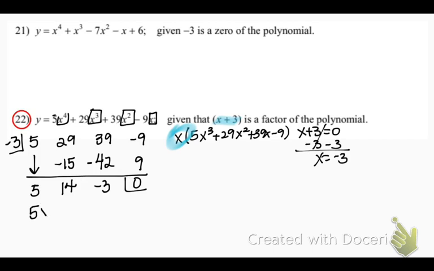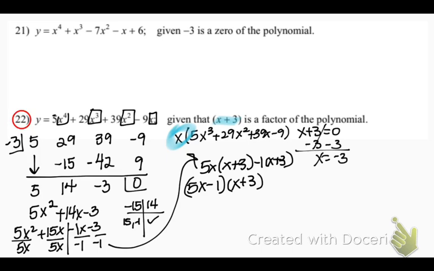So we write our answer 5x squared now because cube is our new leading degree. So I have 5x squared plus 14x minus 3. Okay, so I have the x that I factored out, the x plus 3 that was a factor, and this thing right here, which I can also factor. So I'm going to pause it again and continue to factor.